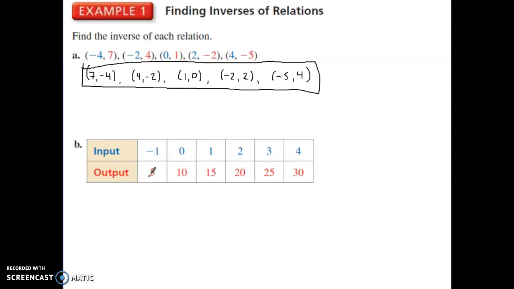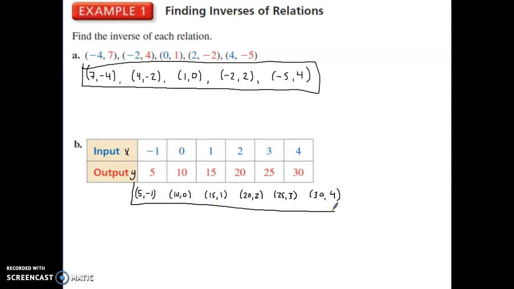In B, we can write these as ordered pairs, or we can just swap them. I'll go ahead and write them as ordered pairs. So my input would then be 5, and my output would be negative 1. So we're swapping your inputs, which are X's, with your outputs, which are Y's. So now my X value would be 10, and my Y value would be 0. My X value would be 15, my Y value would be 1. X is 20, Y is 2. X would be 25, Y would be 3. And X would be 30, Y would be 4. So all we did is we swapped the inputs, or the X's, and the outputs, or the Y's.